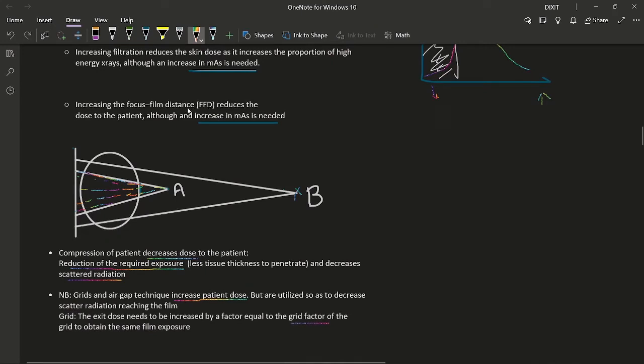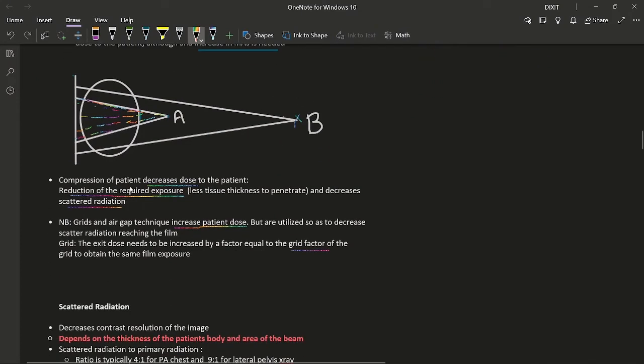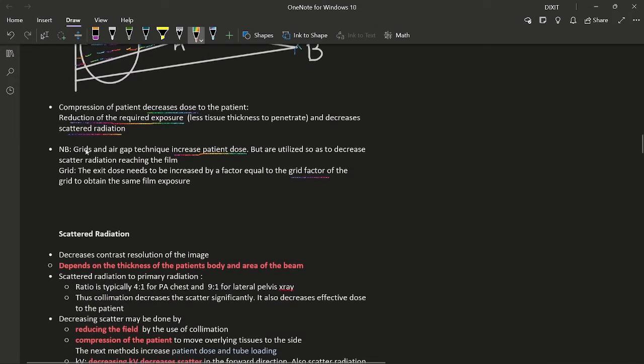Increasing the film focus distance also decreases dose to the patient, although a slight increase in mAs is needed. And compression of the patient also helps in decreasing the dose to the patient. Now these two increase the dose to the patient: grids as well as the air gap technique.